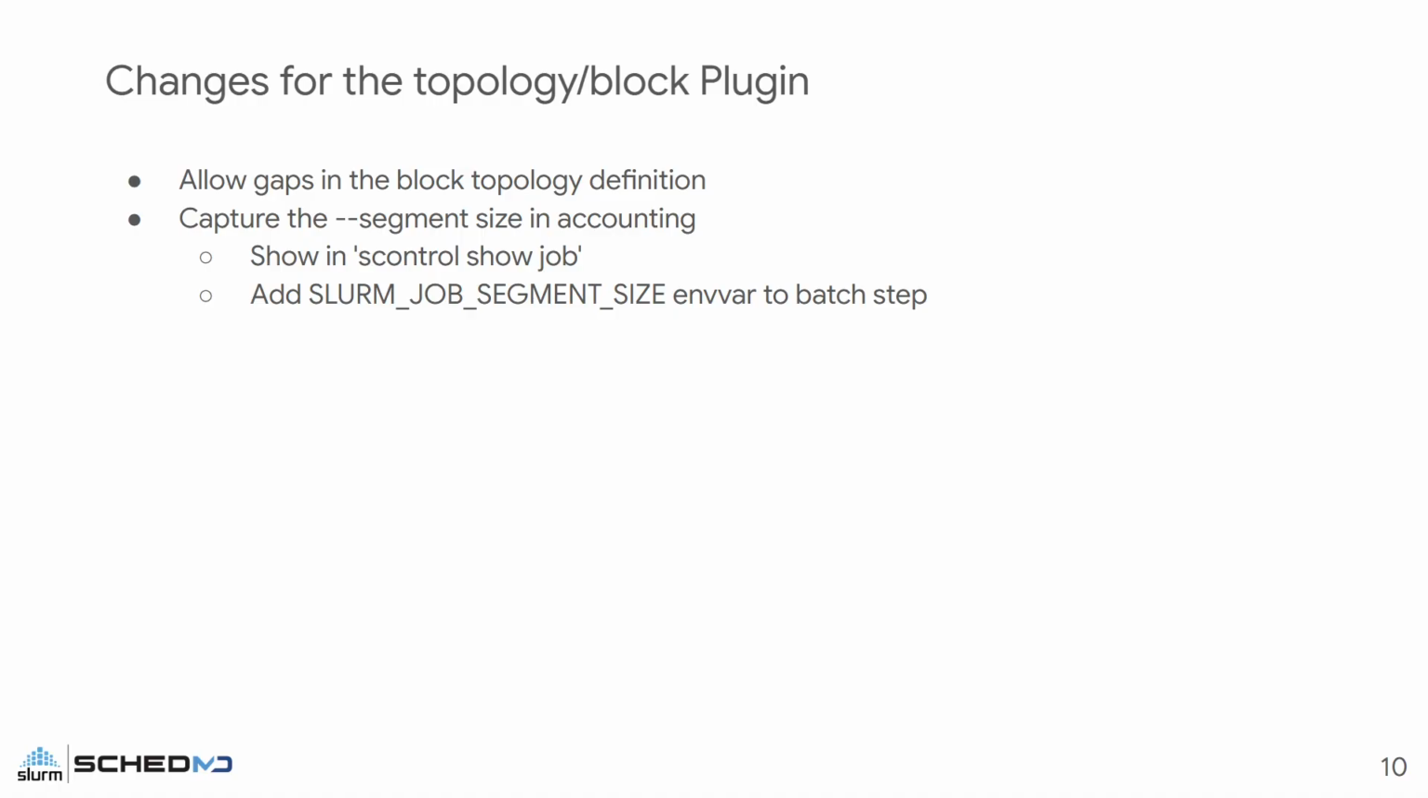Then, again, specific to topology block is this idea of a segment size for the job. We start capturing it in the accounting system. We make sure it's available in scontrol show job. And we added this SLURM_JOB_SEGMENT_SIZE environment variable into the batch step to make it available to the job itself.